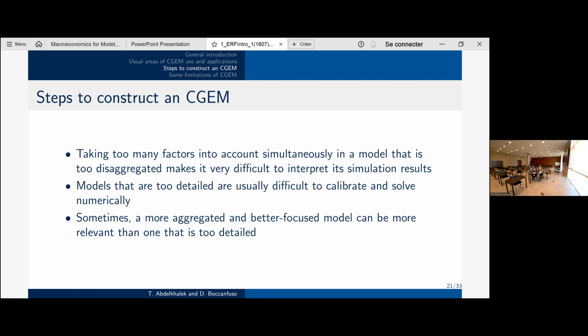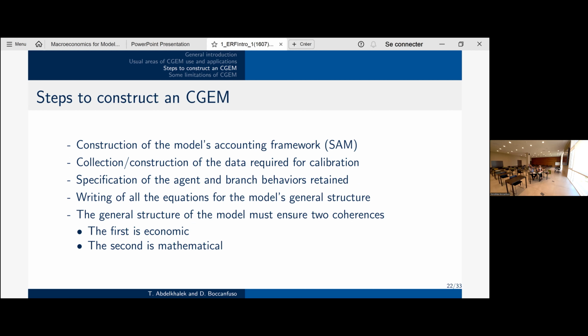If we take many factors simultaneously in the model, because it is too disaggregated, this will introduce many difficulties, and it will be difficult to interpret. Sometimes a more aggregated model can be more focused and more relevant. So we have to see there is a trade-off between disaggregation and the data we can use to calibrate the model. Yes, to calibrate the model, this is the word.